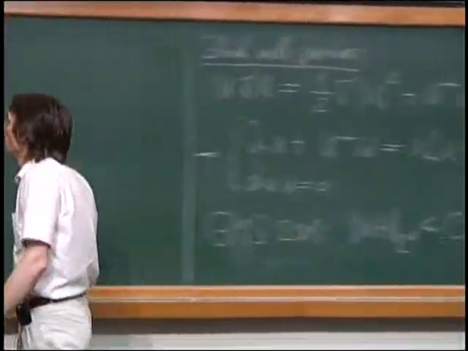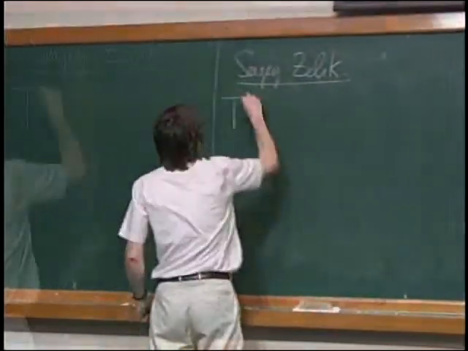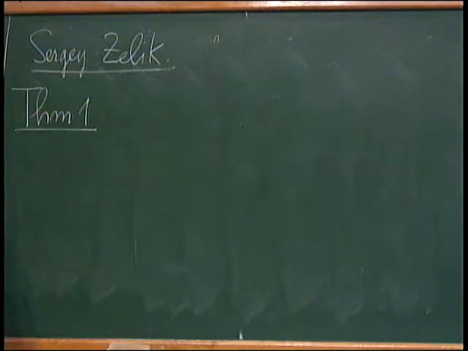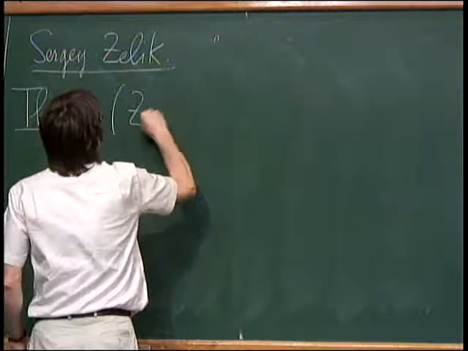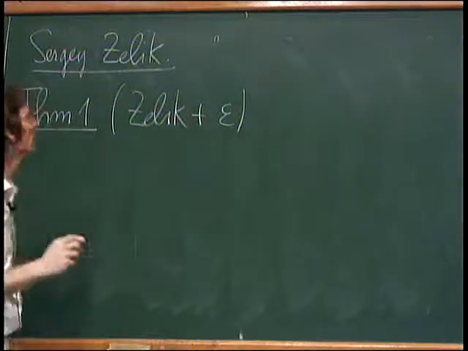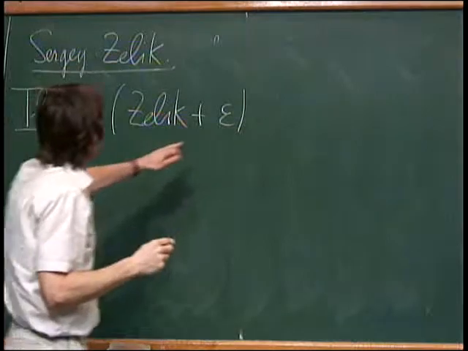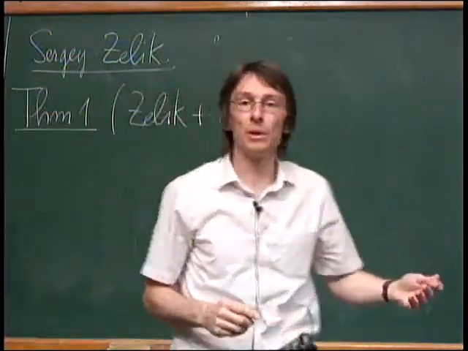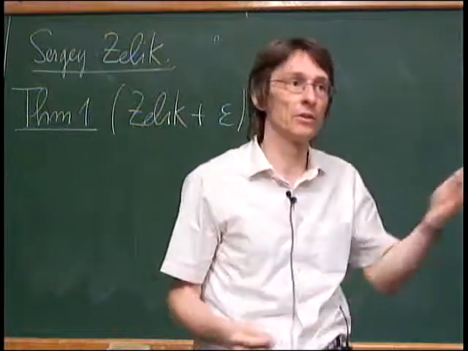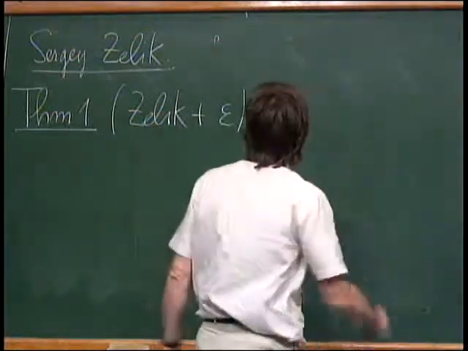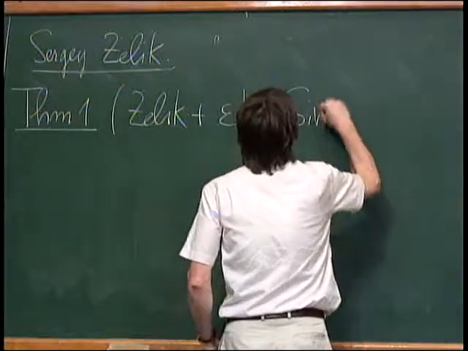And I will write what the theorem is. In fact, this theorem is not in the papers by Zelik. It's just my reading of the papers by Zelik. So let me write this as Zelik plus epsilon, where epsilon is positive. I will not rewrite the whole statement. I consider a solution of 2D Navier-Stokes with bounded initial velocity and vorticity and so on. And the statement is as follows.